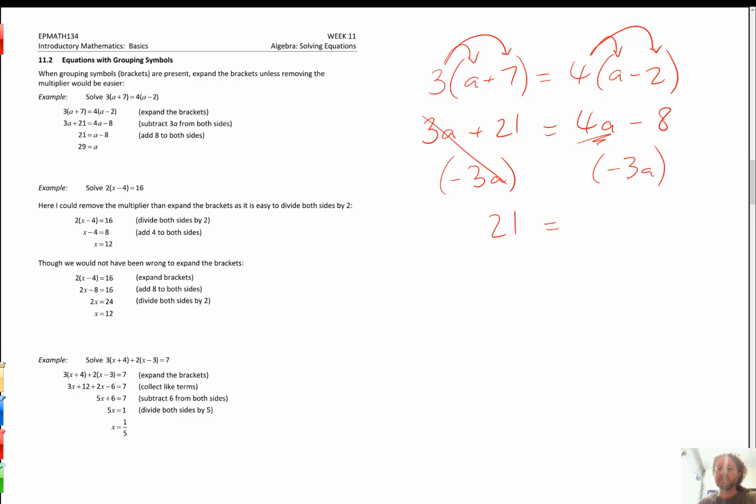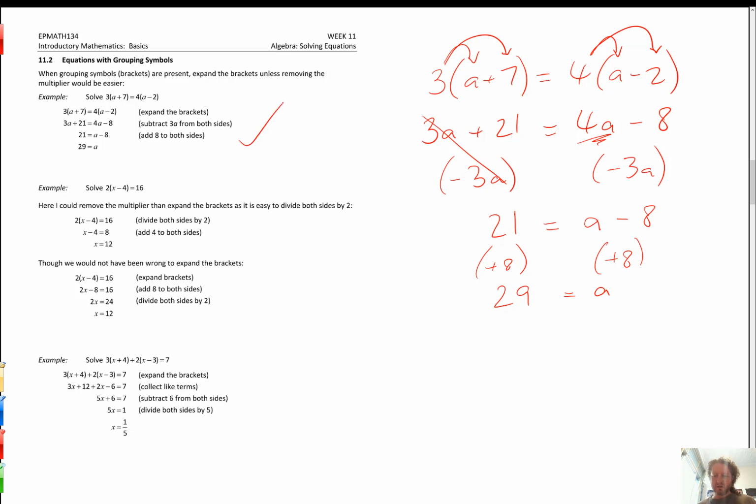Here I've got 4a minus 3a. Well, that leaves me with just 1a. I don't have to write the 1. Not wrong if I do. A minus 8. I'll get rid of the minus 8 by plus an 8. Again, got to do it to both sides. 21 plus 8 is 29 equals a. I'm done. A is 29.